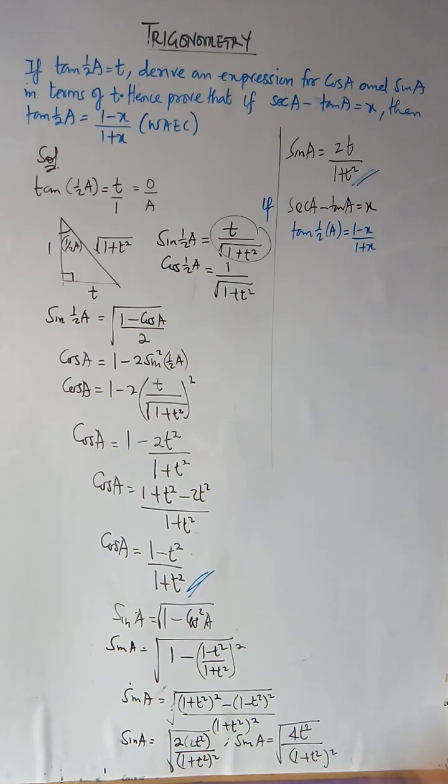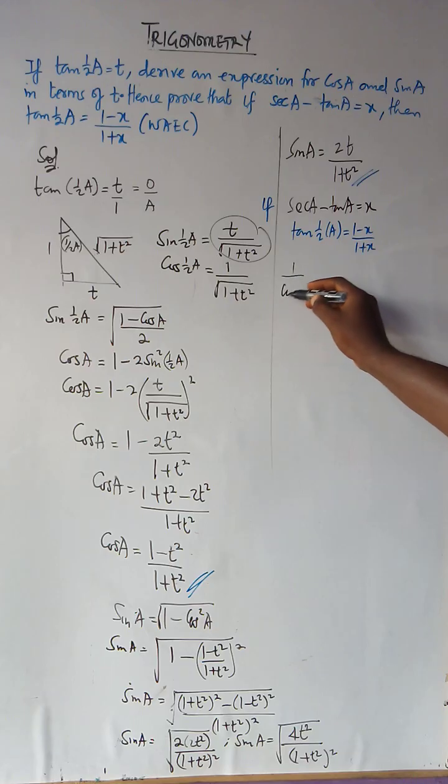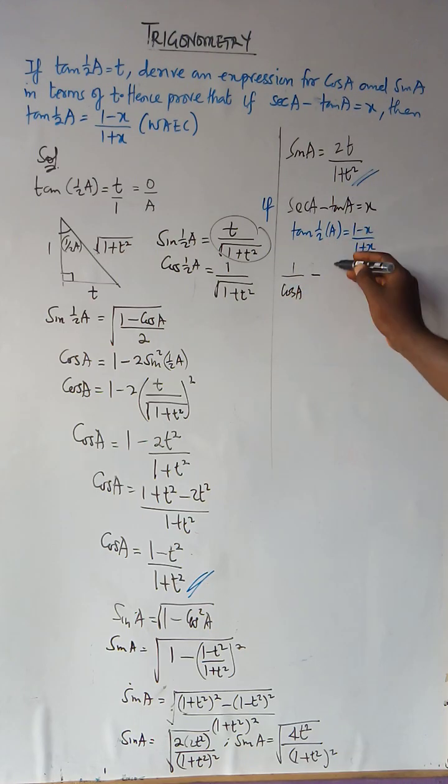Because tan half A is also t. So how do we get t? We come back here. What is sec? 1 over cos. What is tan? Sine over cos. So let's go back to the expression. This sec A is written as 1 over cos A minus tan A, sine A over cos A, and equals x. Our aim is to get x in terms of t, then make t the subject.